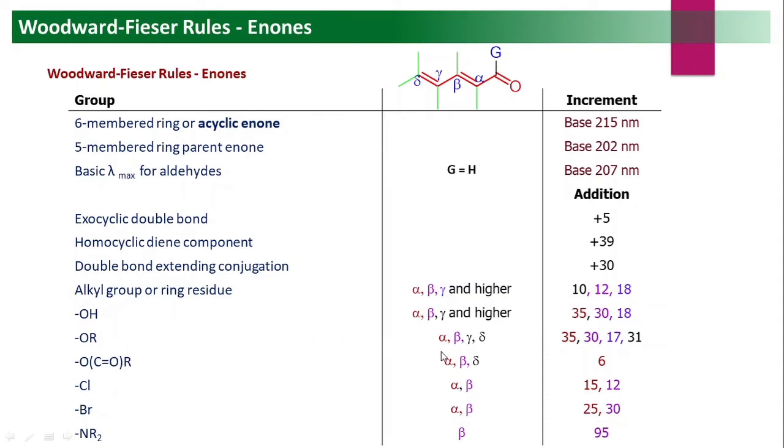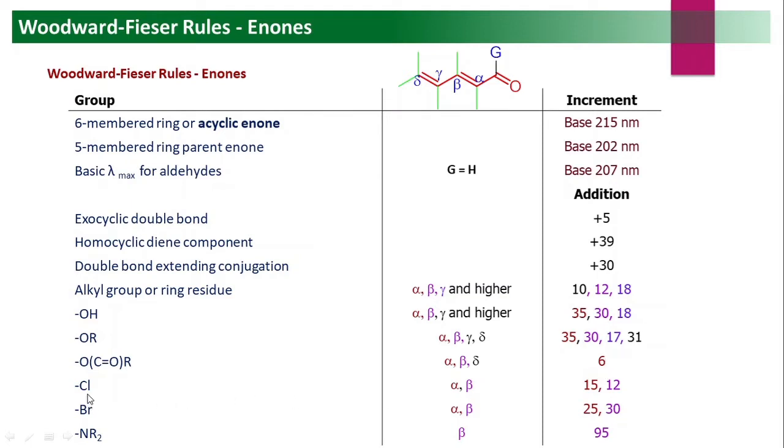Or alpha position 35, beta position 30, gamma position 17, and delta position 31. If there is an ester at the alpha, beta, or delta positions, we have to add 6 nanometers.